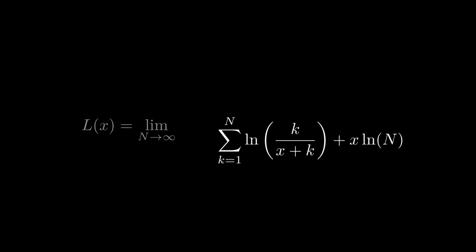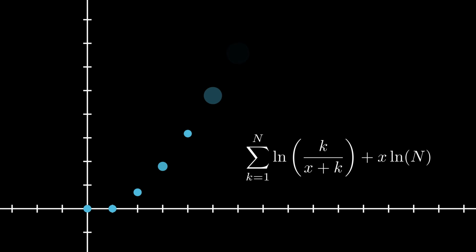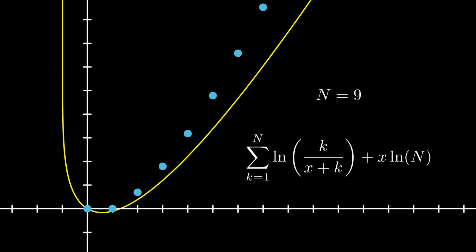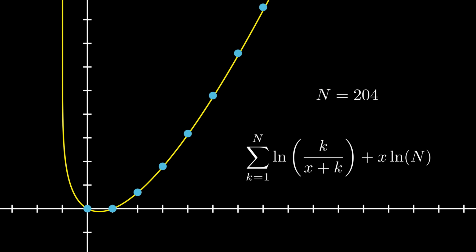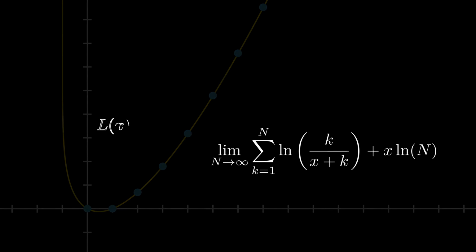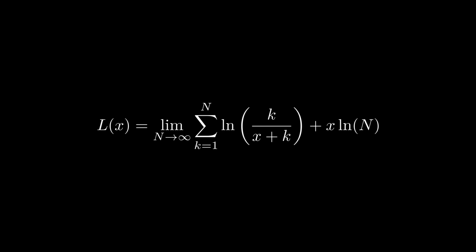Alright, we have our solution, let's graph it. As I plug in larger values for n, the curve becomes closer and closer to the points, and in the limit, it interpolates them perfectly. So now that we've solved our L function, we're pretty much done.